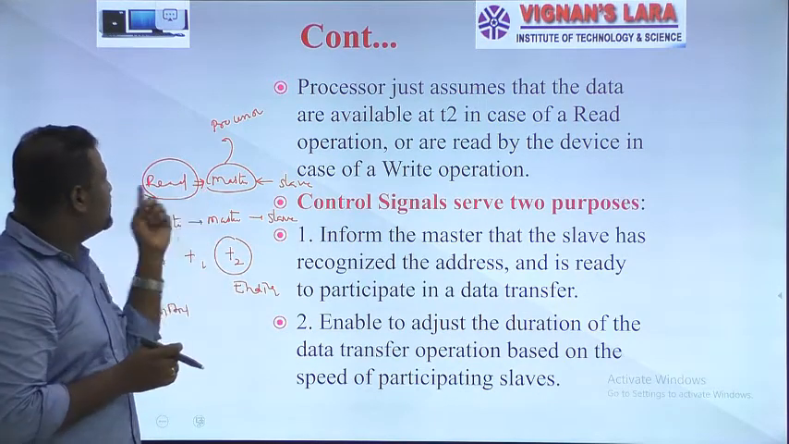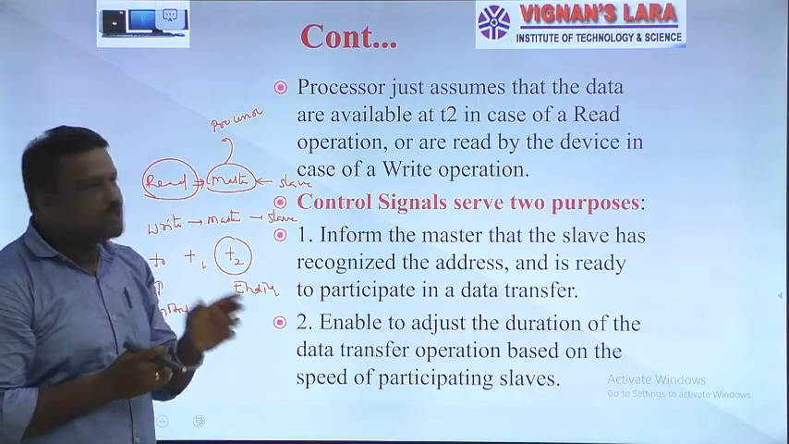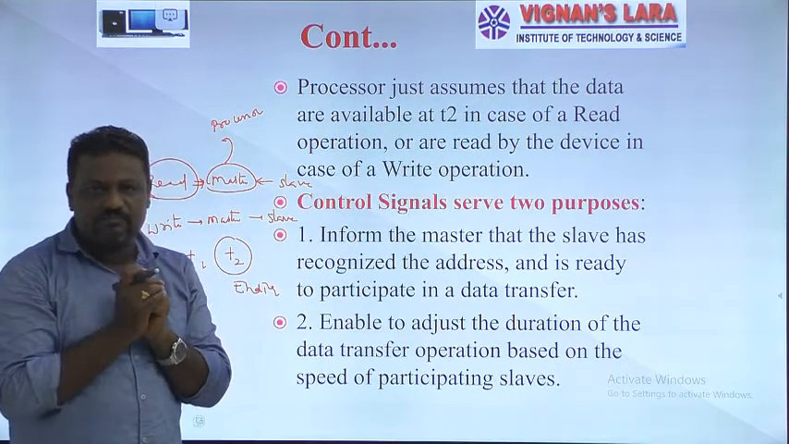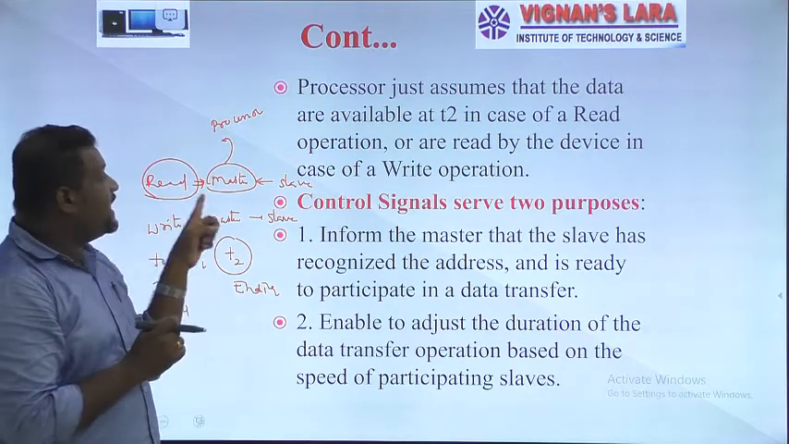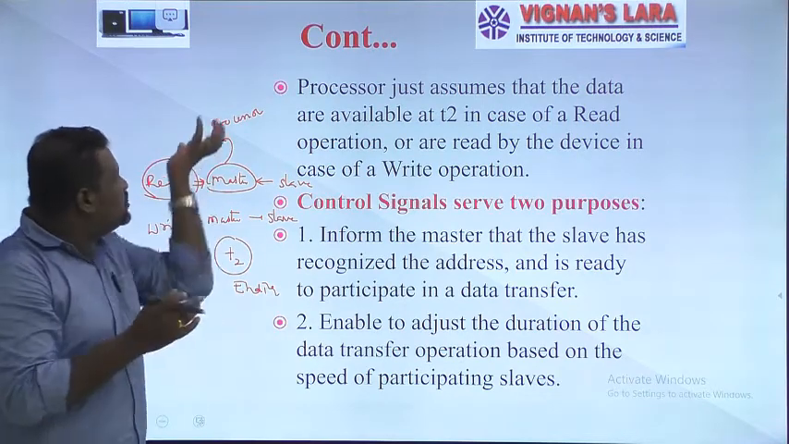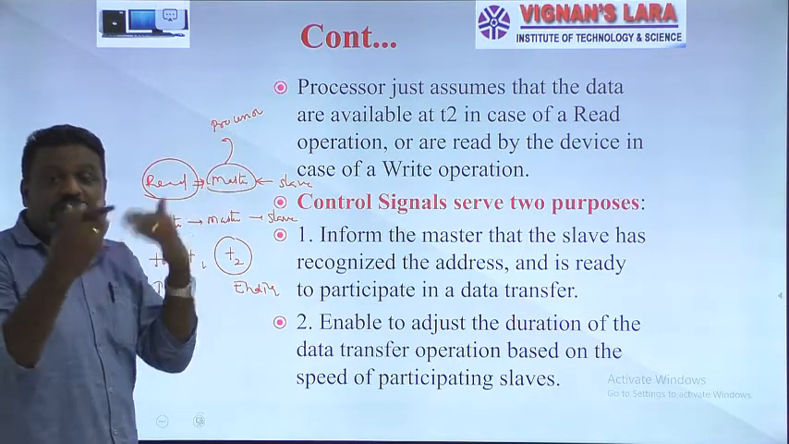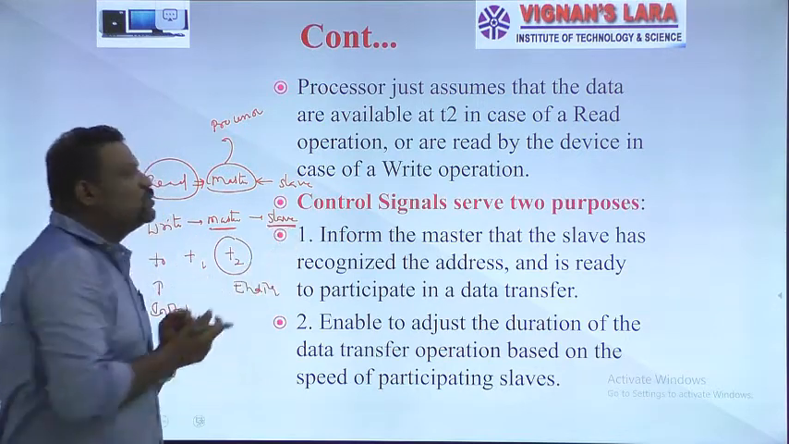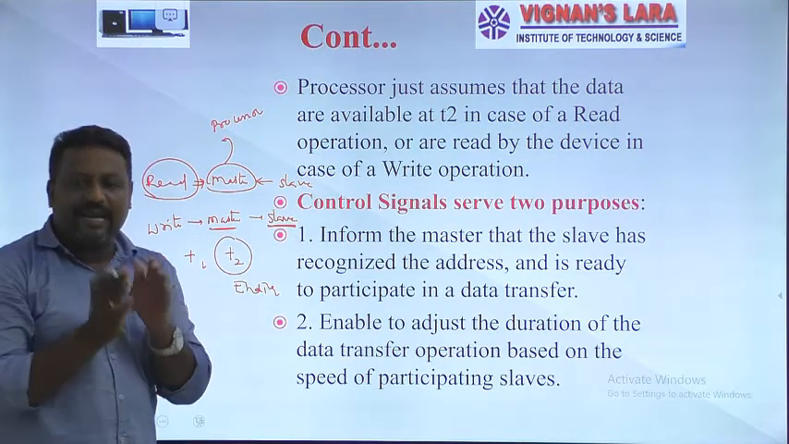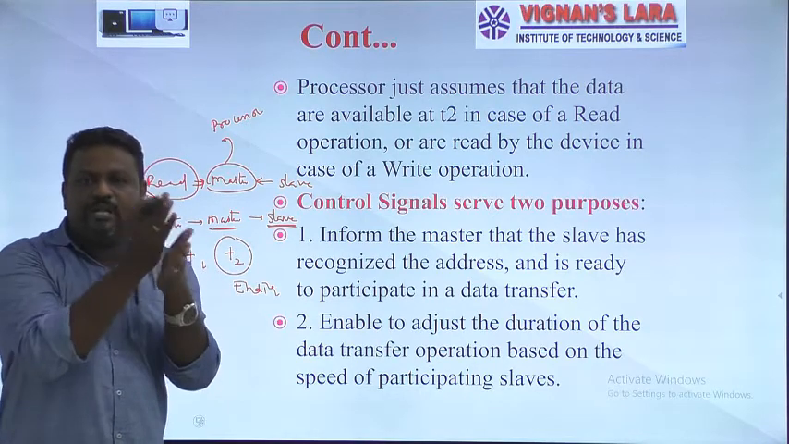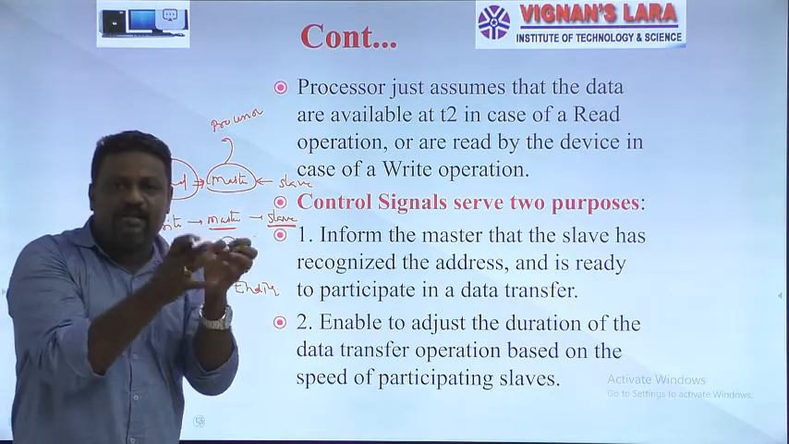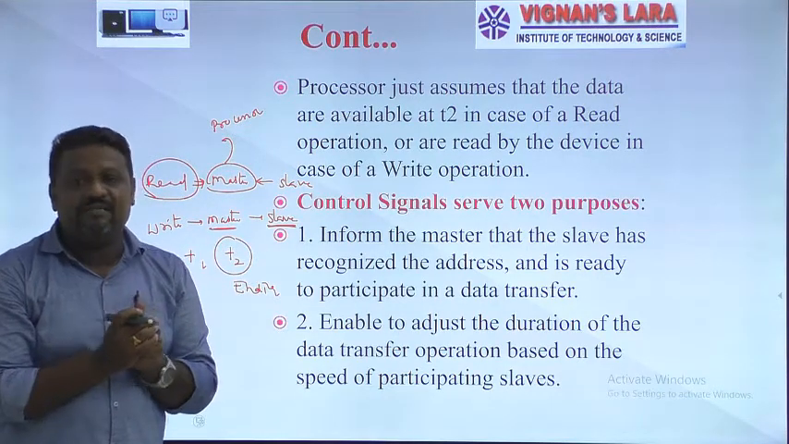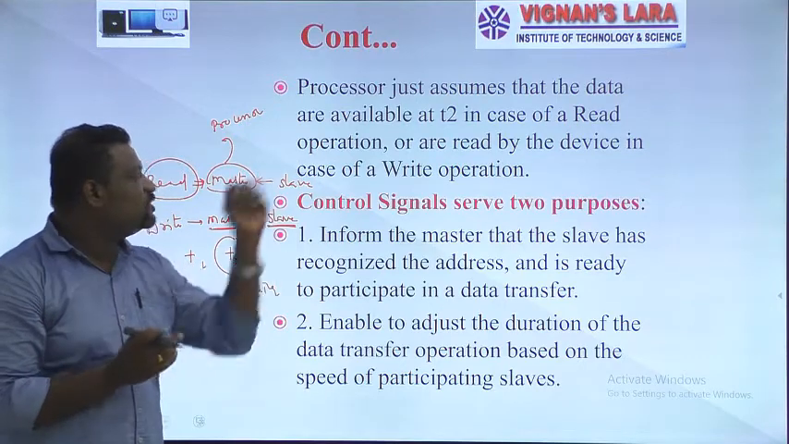So for the read case, the master is a processor. That's why the processor just assumes that the data is available at T2. That is for the read case. If it is a write case, what happens? Instead of the data being received by the processor, now the data is received by the slave device, because the data is transferring from master to slave. So in a write operation, from T2 onwards the data is available on the bus and can be received by the slave device, which copies it into its internal input buffer register.